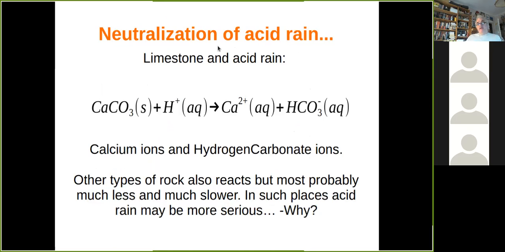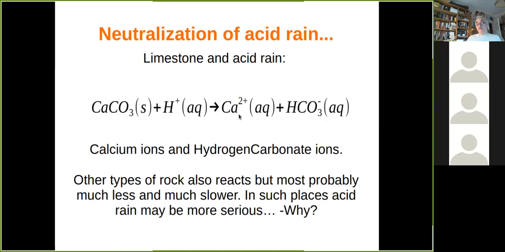How is acid rain taken care of? A simple way is to describe reactions with, for example, limestone. Calcium carbonate is a major component of limestone, so this is more or less equal to limestone. When it finds some acid, here indicated just by H+ aqueous, one can symbolically say that it dissolves the calcium carbonate. The carbonate is a basic ion, slightly basic at least, and it is very eager to react with the hydrogen ion, so a hydrogen carbonate ion is formed.